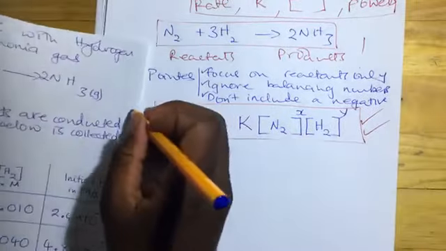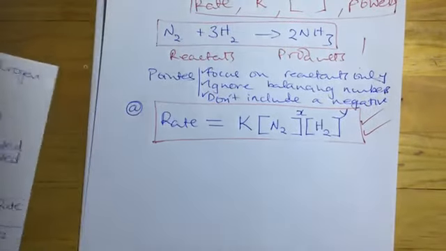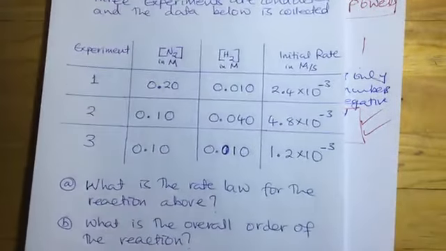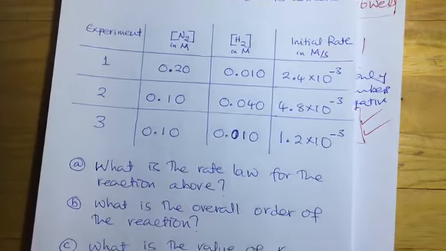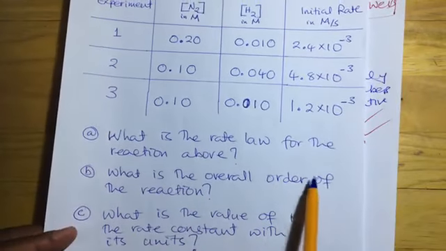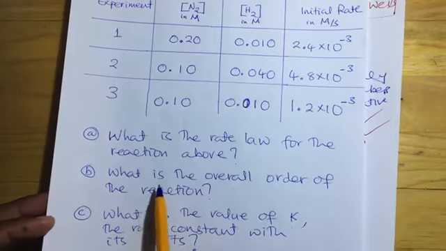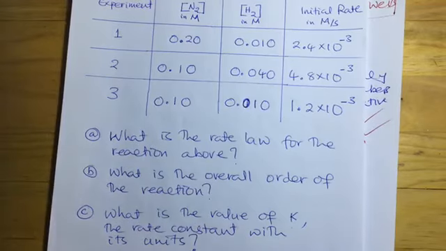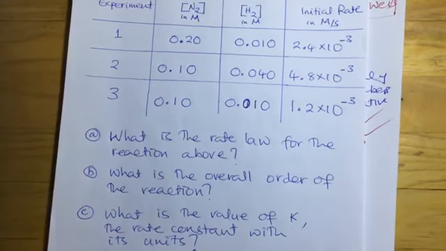Okay, so that's part A. This is how we write the rate law. Now, part B. What is the overall order of the reaction? I need you guys to pay attention to part B, because this is where things start getting hectic. I really need you to pay attention to part B.